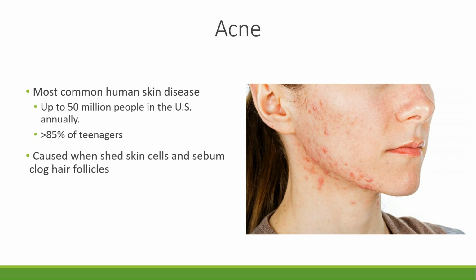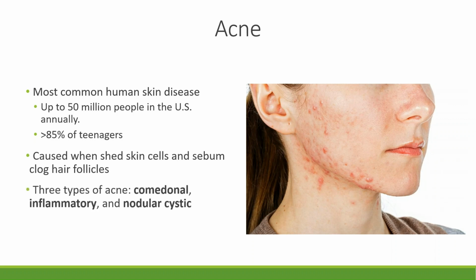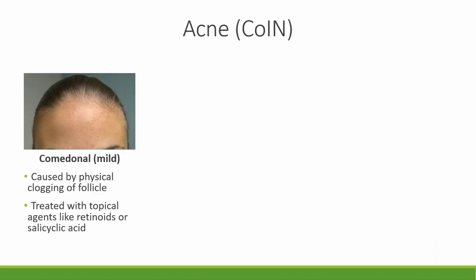Acne comes in three main types. Let me pull them up here. Comedonal acne is when pores are clogged but not inflamed. Think of blackheads and whiteheads. Then you have inflammatory acne, where the immune system gets involved, leading to red, swollen pimples like papules and pustules. And then there's nodular cystic acne. Let's show some examples of that here on the next slide.